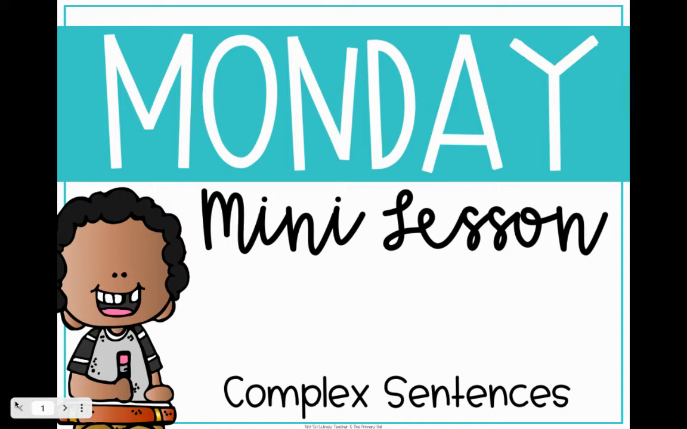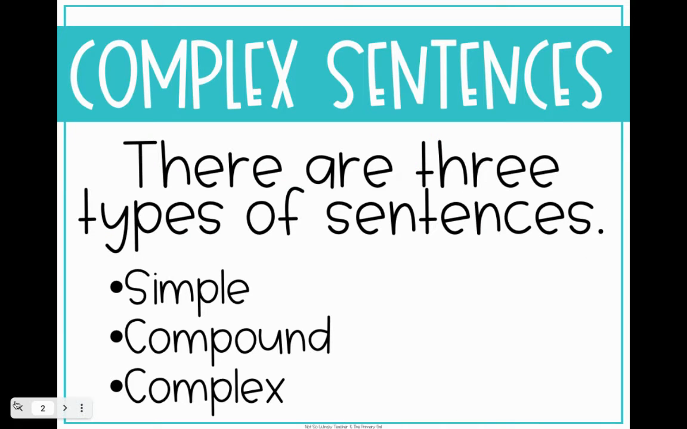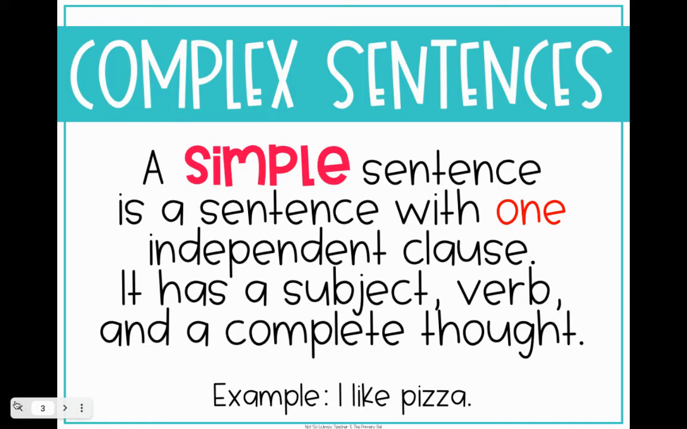In today's lesson, we are going to be talking about complex sentences. There are three types of sentences: simple, compound, and complex. A simple sentence is a sentence with one independent clause, which means that it can stand by itself as a complete sentence. It has a subject, a verb, and it's a complete thought. An example: I like pizza.